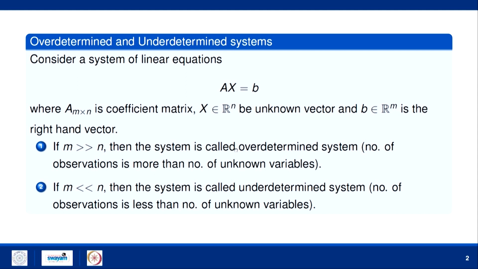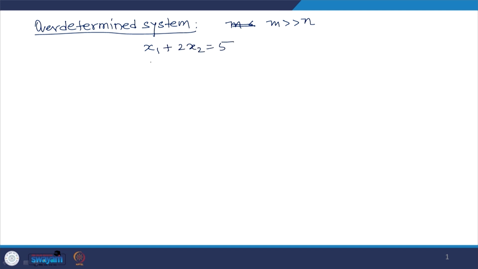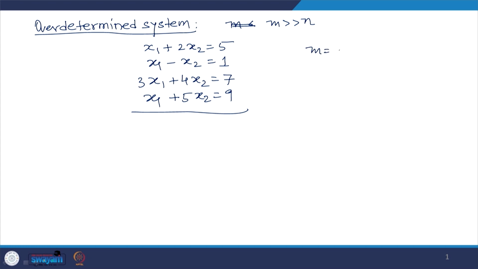So what happens in the case of an overdetermined system? In an overdetermined system, m is bigger than n, meaning more rows. For example, consider an example like this. Here we have m equals 4 and n equals 2. So 4 equations are given to us, and based on these 4 equations, we have to determine x1 and x2.